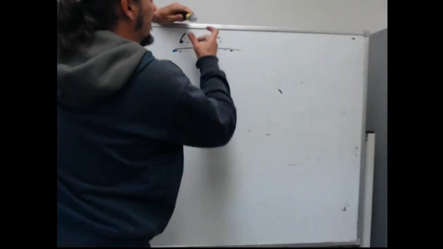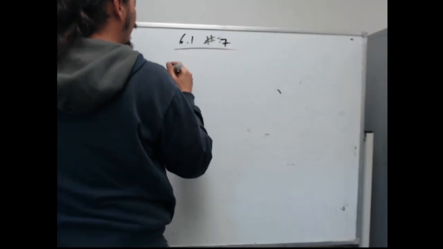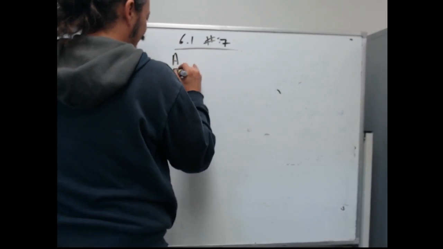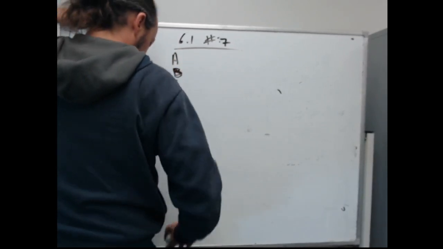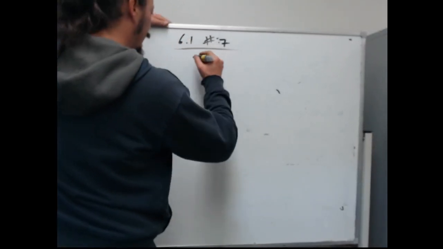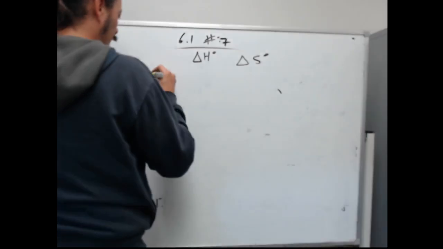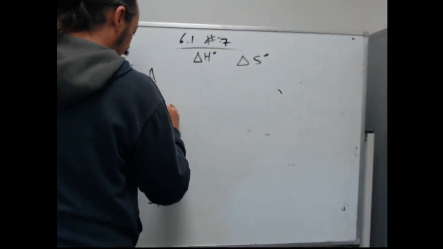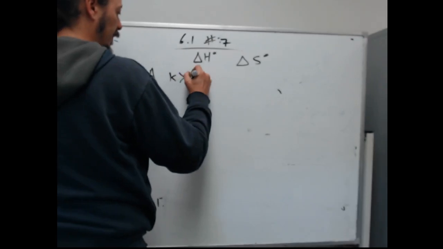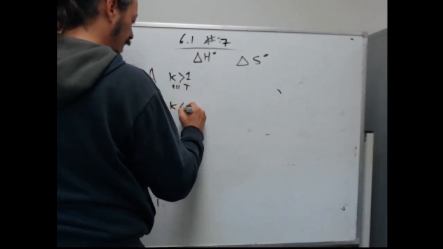What's number 7 say? Consider 4 reactions and call them A, B, C, and D. And then you have to find the sign of delta H standard and delta S standard, either positive or negative. So reaction A has a K constant that is greater than 1 at all temperatures. And then B, K is less than 1 at all temperatures.